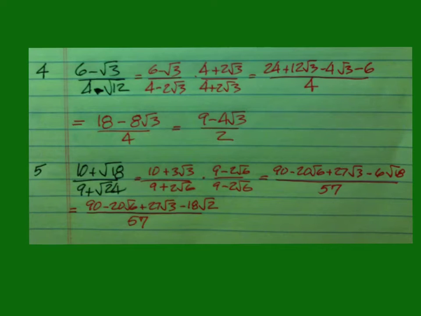On number 4, there was just a small mistake that I found earlier, and I believe it is in here. Notice you have 12 square root of 3 minus 4 square root of 3. That's 8 square root of 3, and it should be plus there. And then also there should be a plus there. So the final answer is 9 plus 4 square root of 3 over 2.